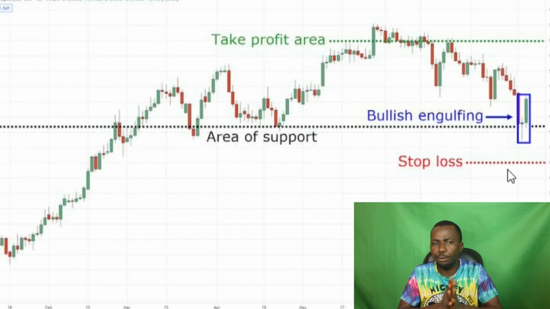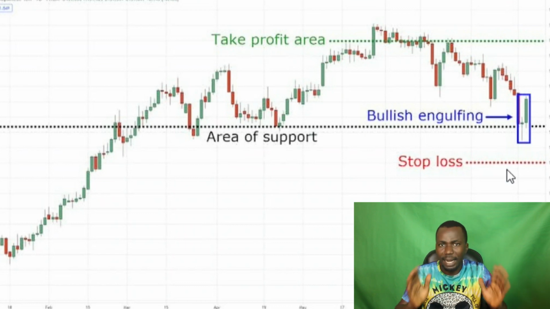That is the resistance level turned support level. So this is how you trade the market. If you can master this powerful strategy, you'll be making so much money from the forex market. Now let me give you another example of what I'm talking about.